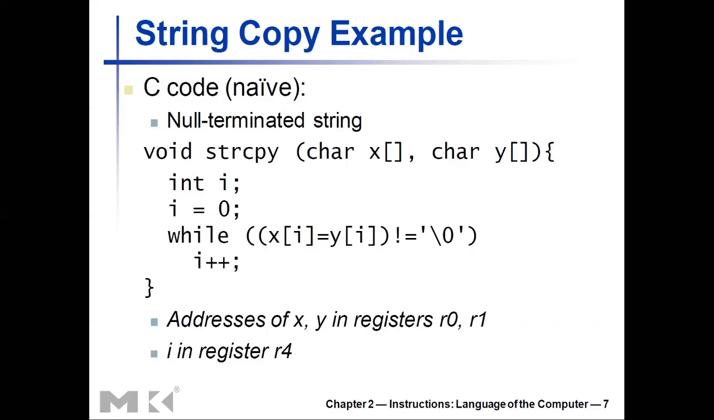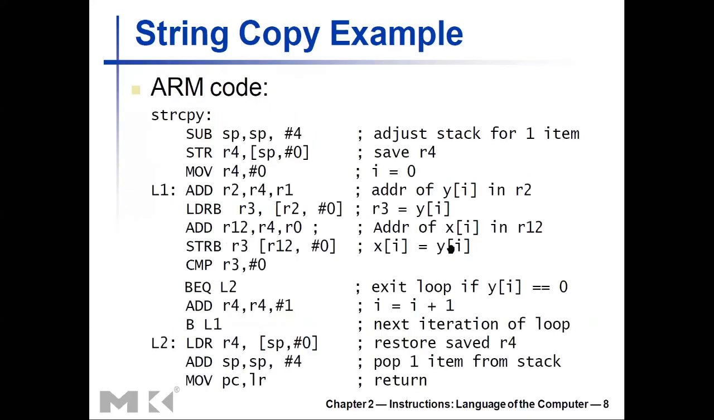And addresses of x and y are in registers R0 and R1 respectively, so base addresses of x and y, and i is in register R4. So we are going to look at the assembly code.